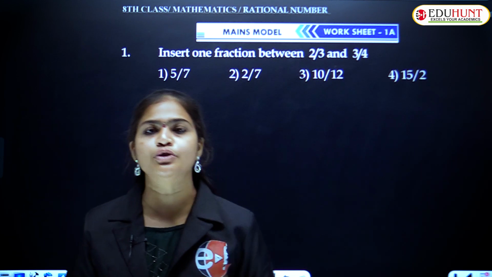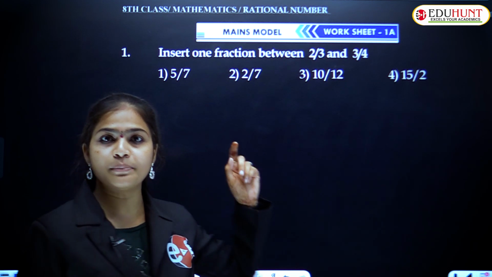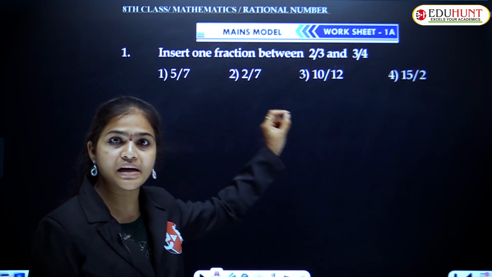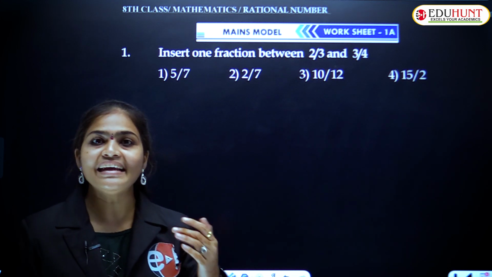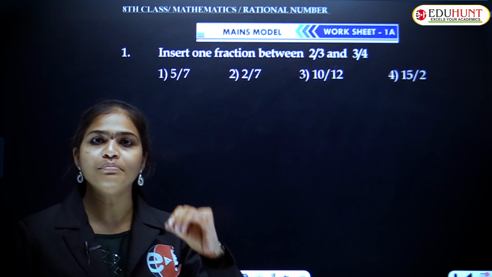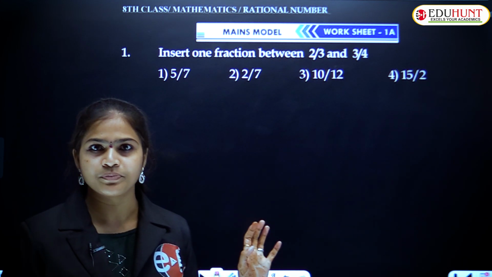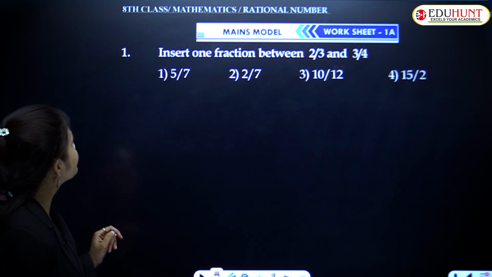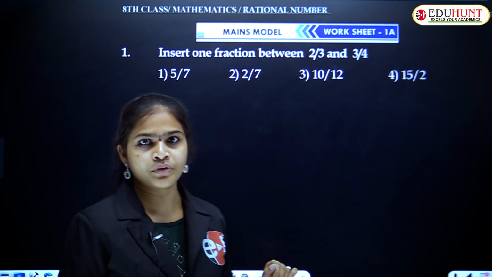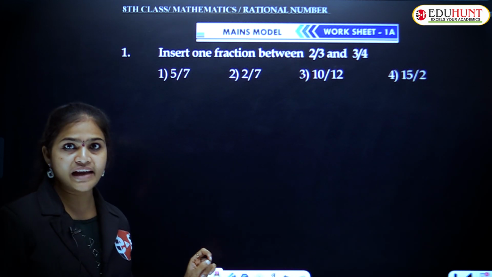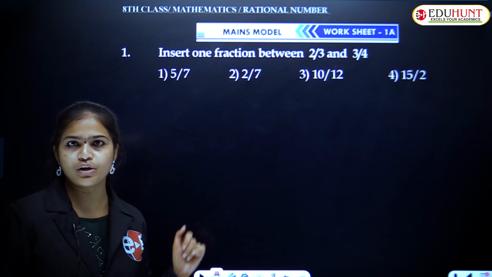This is very easy when we are going to answer multiple choice questions. It is better to go for the decimal values, then easily, in less time, we can answer. I will show you, see here. Insert one fraction between 2/3 and 3/4. So how can we find that using decimal values? That is also one of the methods.